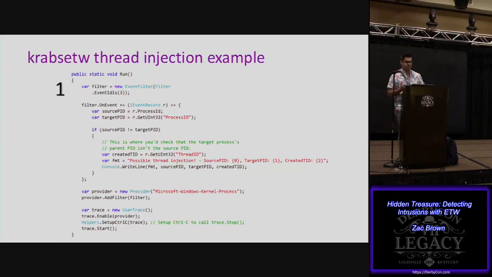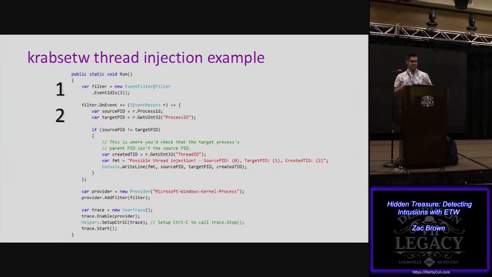Number 1 there, we're going to look for event ID 3, which is the thread create event. At number 2, we're going to pull out the source PID, which is the PID associated with the event that generated it. Then we're going to pull out the target PID, the property process ID. That actually points at the process where the thread was injected. So if it created a thread in its own process, that would be the same as the source PID. And then we're going to look if source PID is not the same as the target PID. And that's a very basic filter at the beginning.